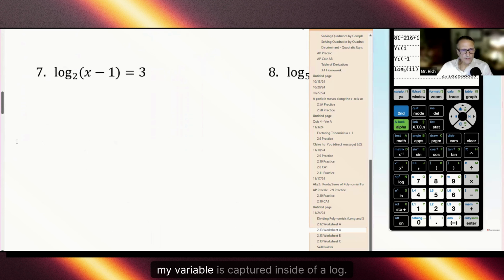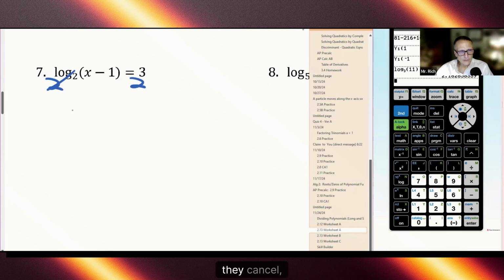Well, my variable is captured inside of a log. I need to get rid of the log, so I am going to use an exponential. I'm going to do something called exponentiate. I am going to raise 2 to the power on both sides like that. Because when I have 2 raised to the log base 2, they cancel and it leaves me just the argument of the logarithm. And then solving, I get x equals 9.